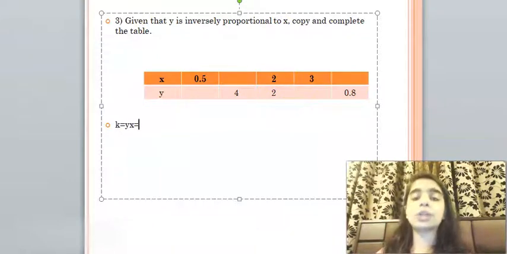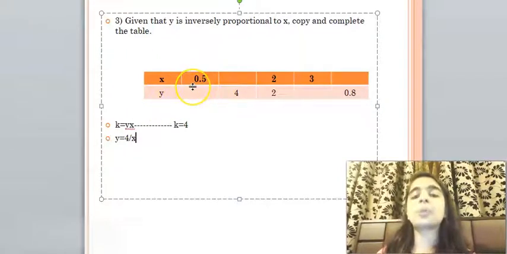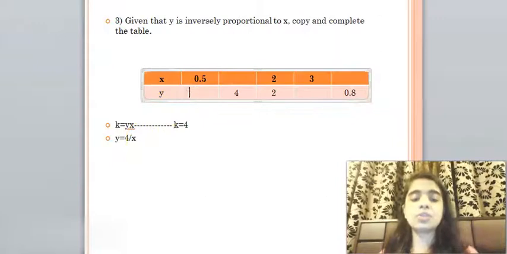So y, x both are 2, so 2 multiplied by 2, 4. That means k equals 4. So our formula will be y is equal to 4 upon x. In place of k we will put 4 because that is the constant. So now here x is 0.5, half. So we will put half or 0.5 in place of x. Okay, so 4 divided by 0.5, that will give me 8. So that means y is equal to 8.